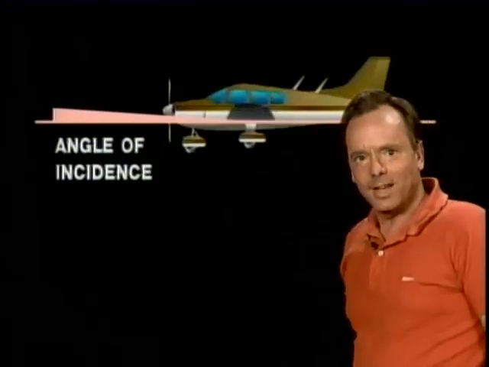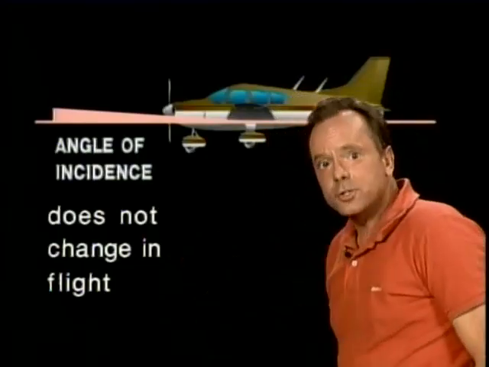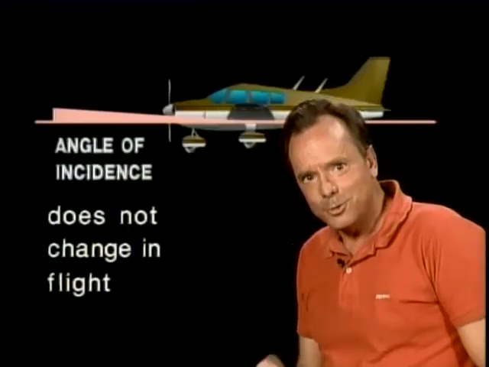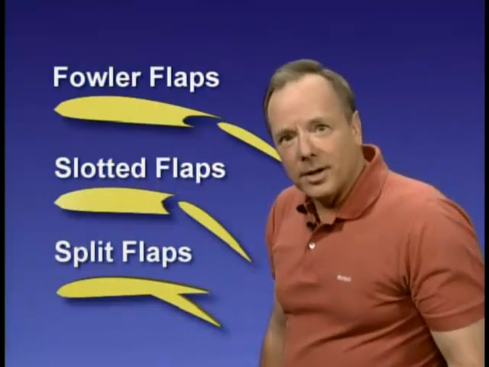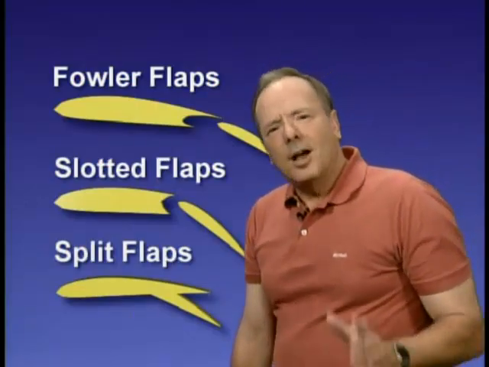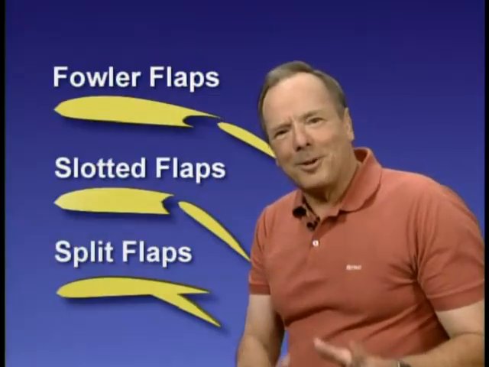That's essentially the same thing I said earlier, but that's just FAA talk. Now, the angle of incidence of an airplane does not change in flight unless you crash the airplane. Then you do change the angle of incidence of the aircraft. Now let's talk about high lift devices, including flaps and slats. These allow you to change the shape of the wing without crashing the airplane first.